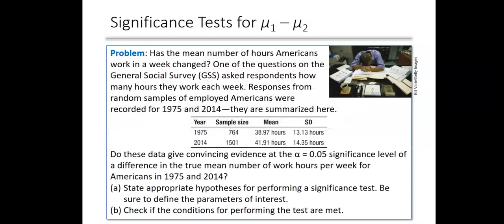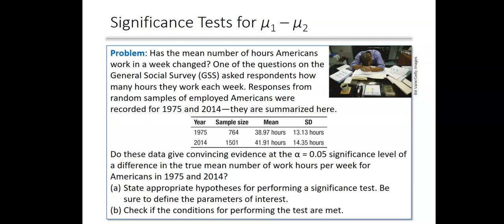So check the conditions. Does it say something about a random sample? I was looking for that. Yeah, responses were from random samples. Less than 10%: we sampled 764 and 1501, so are both of those numbers less than 10% of the population? In this case, employed Americans, yes, that's true.